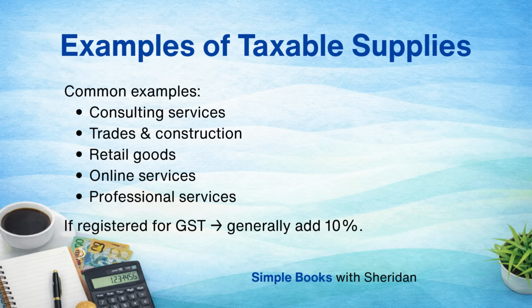Some examples of common taxable supplies can include consulting services, trades and construction services, retail goods, online goods or services, and professional services. If you are registered for GST and making these types of sales, you will generally add 10% GST to your invoices.